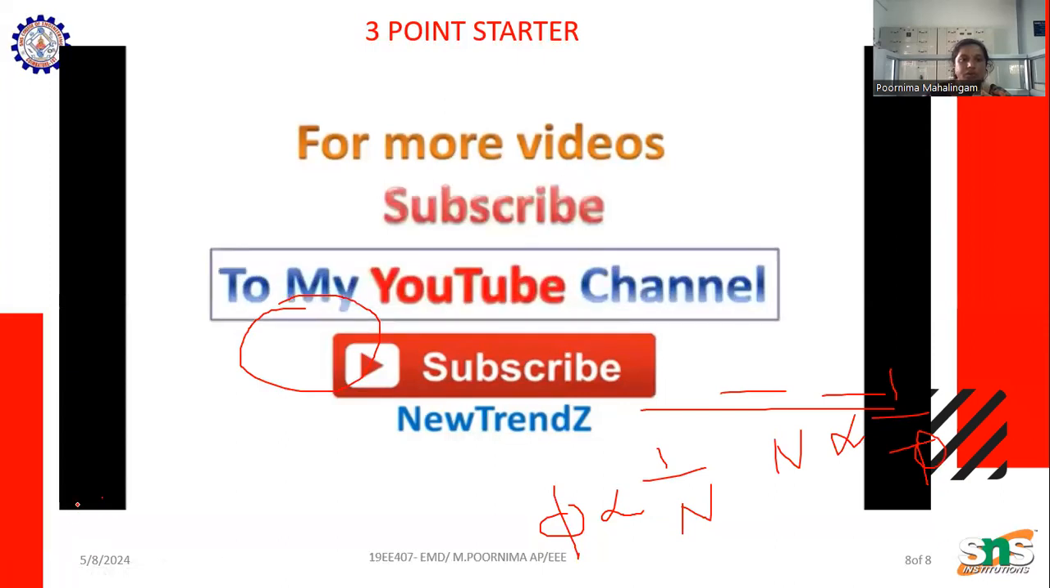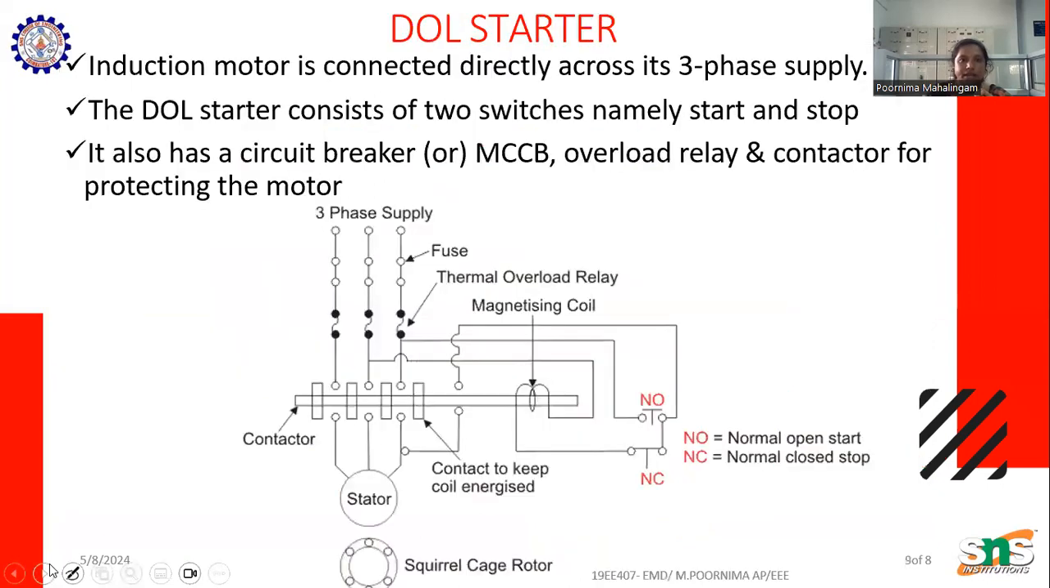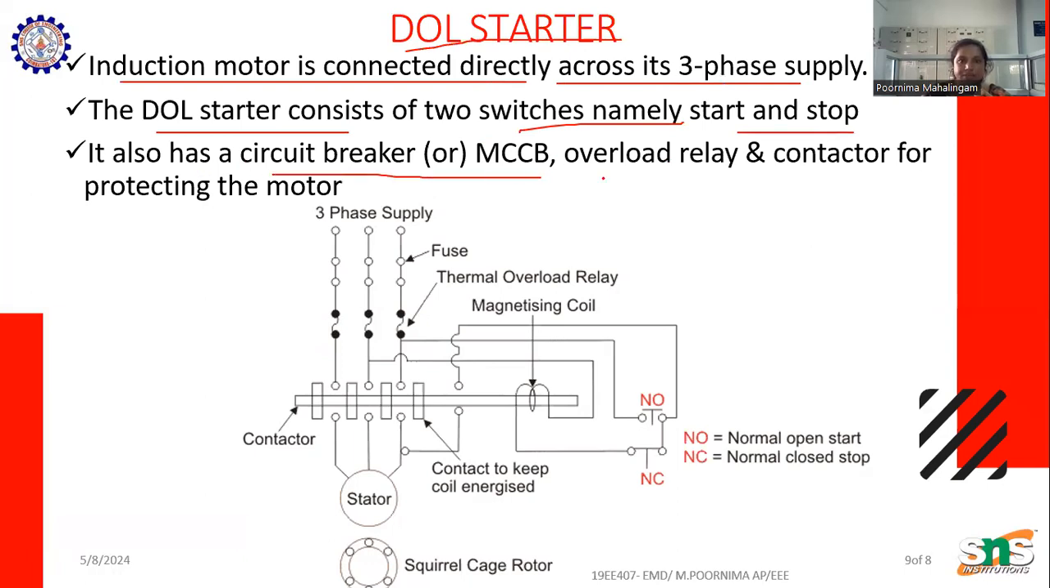Now we are going to discuss the direct online starter. Okay, now we can see what a direct online starter is. In the direct online starter, the induction motor is connected directly across its three-phase supply. The direct online starter consists of two switches, namely start and stop. It also has a circuit breaker or MCB and an overload relay contact for protecting the motor.